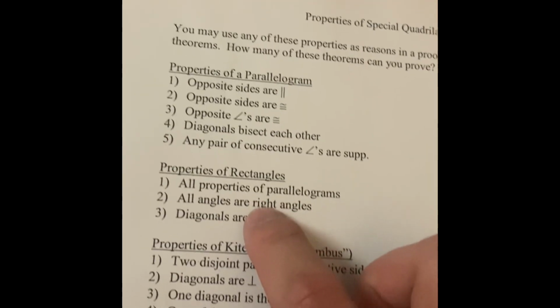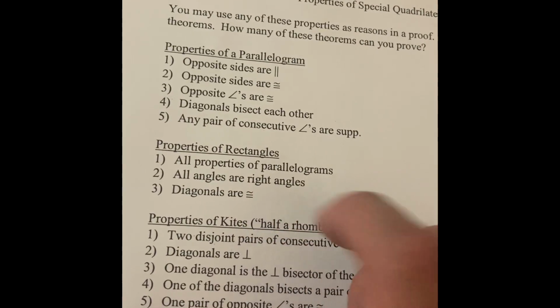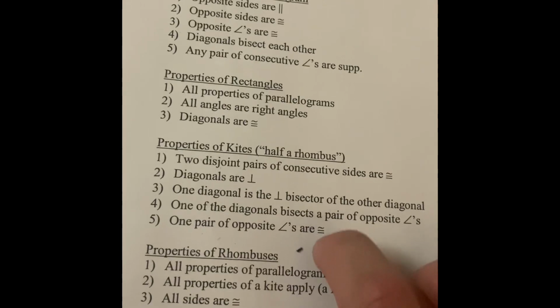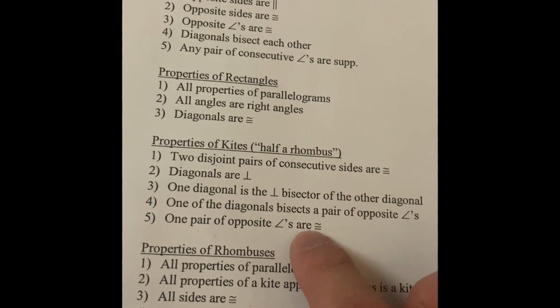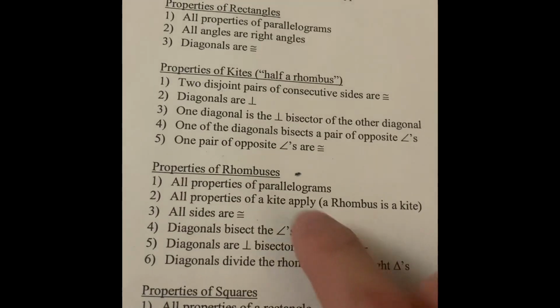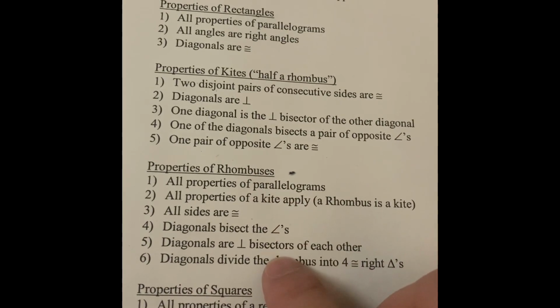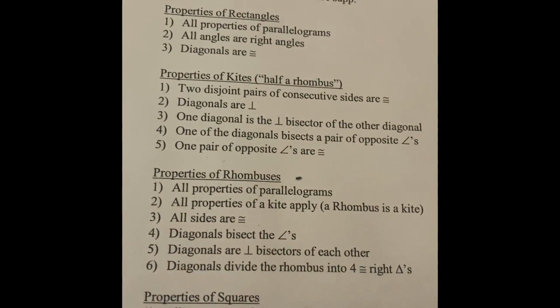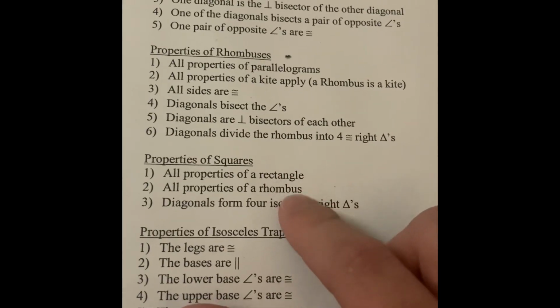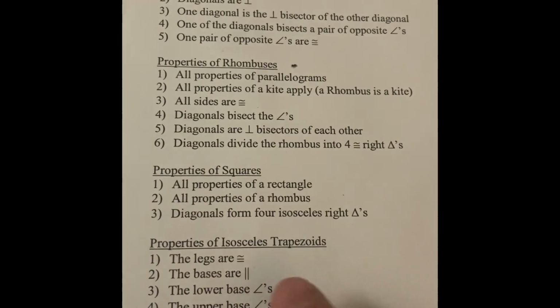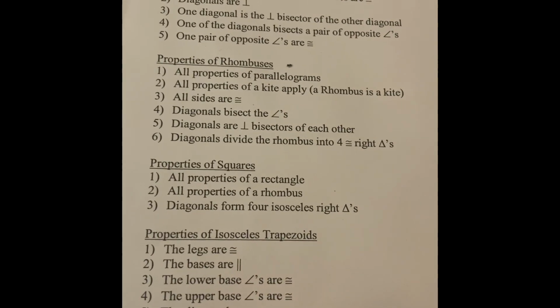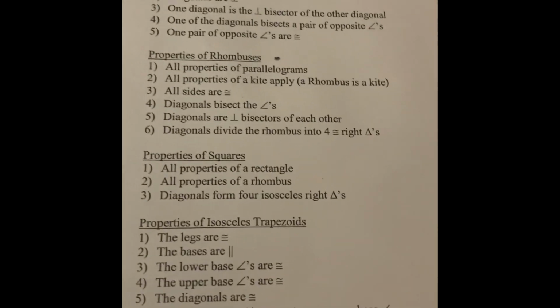These are the properties that determine rectangles. These are the properties that determine kites. These are the properties that we learned about with rhombuses. And these are the ones for squares. And these are the properties of isosceles trapezoids too.